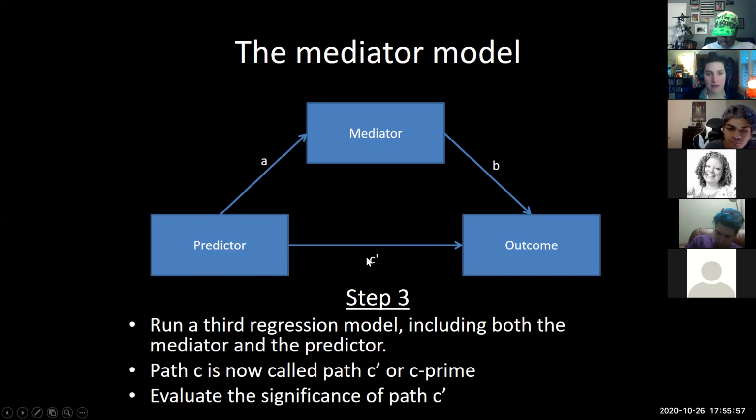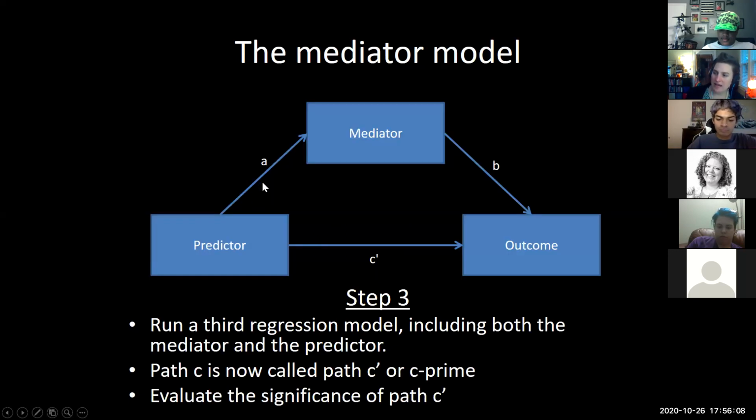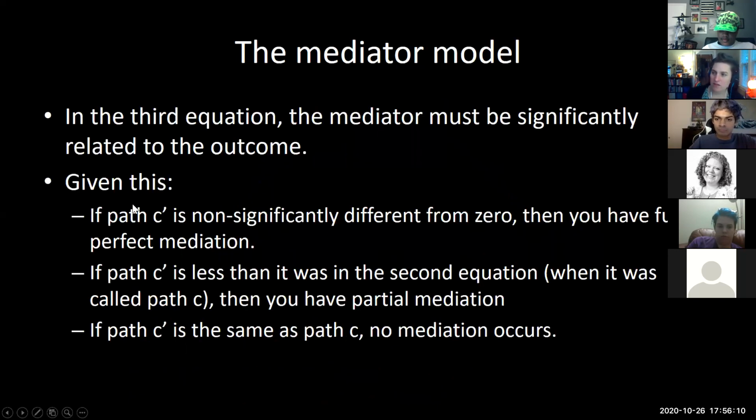Sometimes they call this path C prime because that's what they called it in the original paper. If that path C prime is not significantly different from 0, they will call that full or perfect mediation. If it's less than it was in the previous model, then it's going to be partial mediation. But if it's the same as it was before, then no mediation occurs.